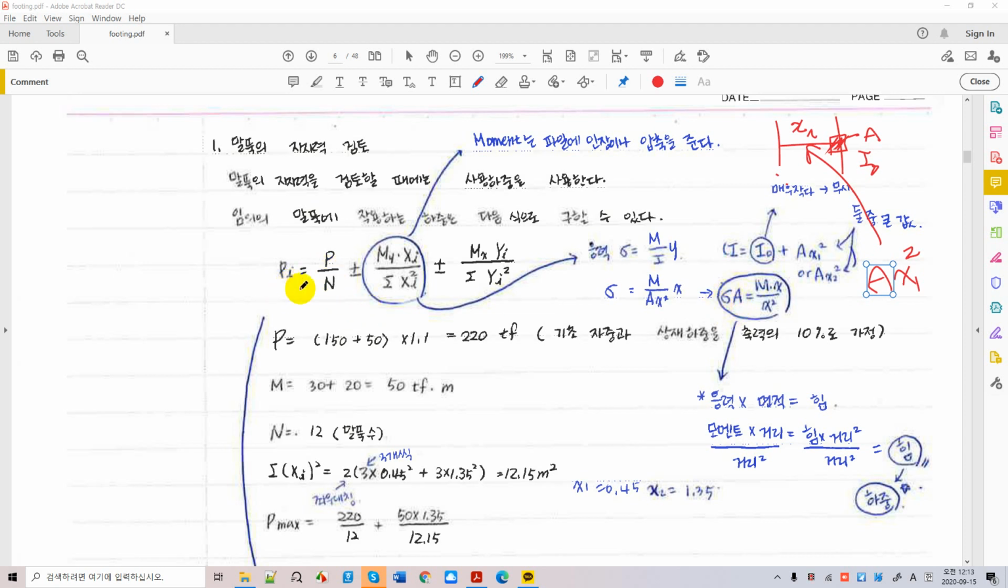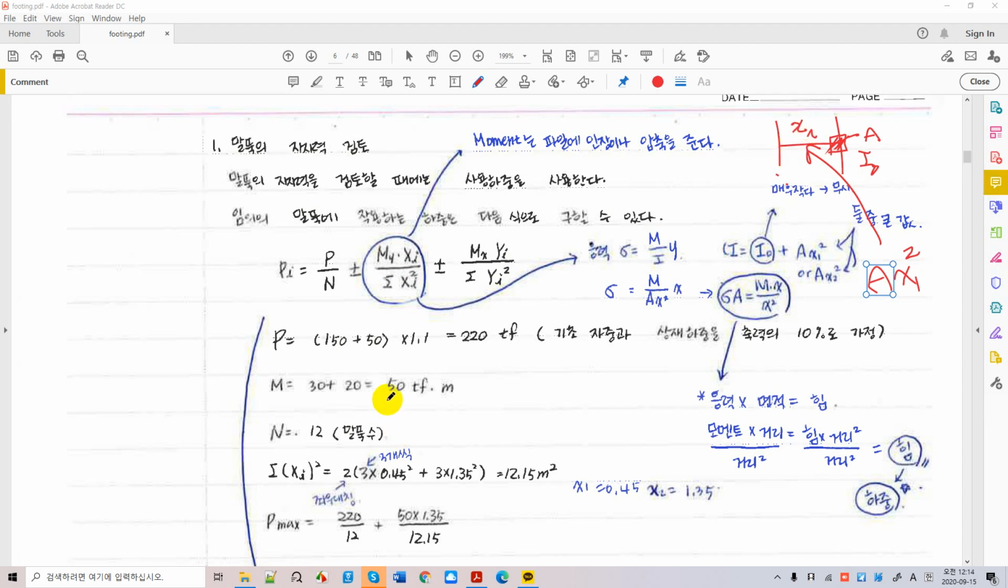Force P is P over N, the number of piles, the force per pile, and this is a force contribution. It's not a moment anymore. This is force contribution in the x-axis direction and the other direction, right? Okay, and of course x and y indicate the distance of the center of pile to the axis of moment of inertia, right?